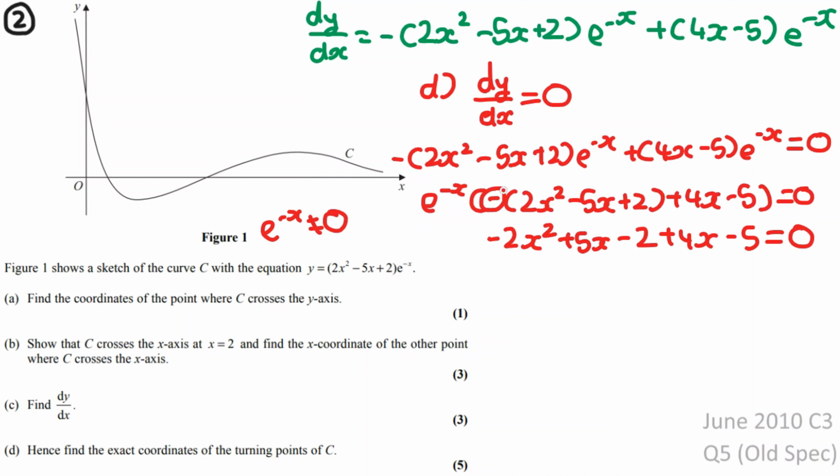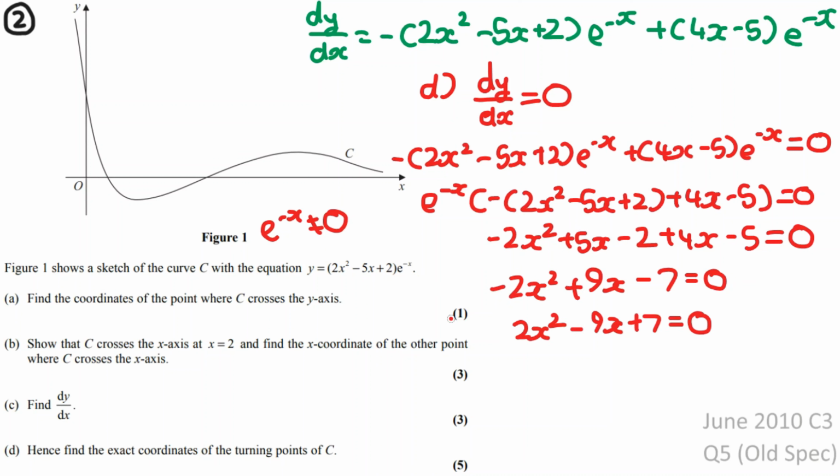I've also expanded this minus here, so it's now minus 2x squared plus 5x minus 2 instead, like this here. So we can simplify this. 5x plus 4x is 9x, and minus 2 minus 5 is minus 7. So we have this quadratic equation here. I'm just going to multiply everything by minus 1 to get rid of this minus coefficient in front of the x squared, as that can be a bit difficult to deal with. So we have 2x squared minus 9x plus 7 is equal to 0.